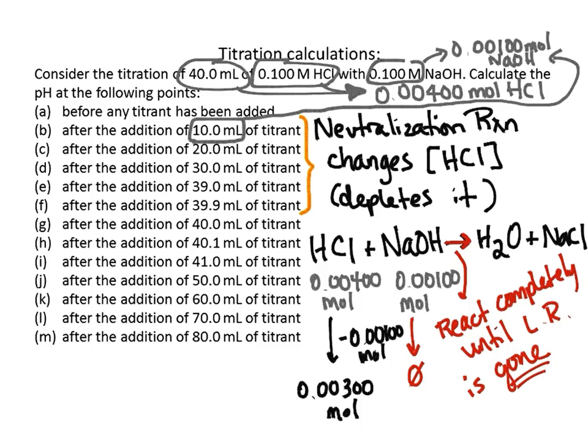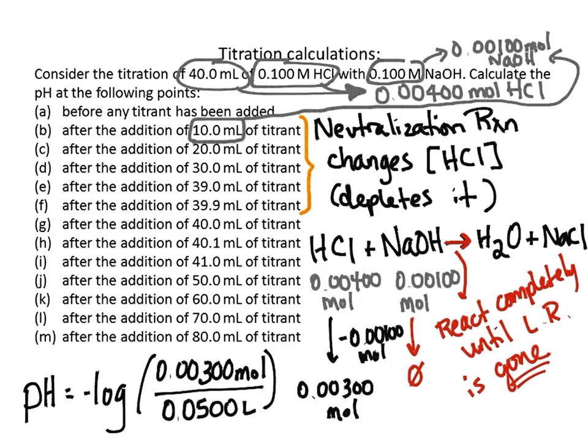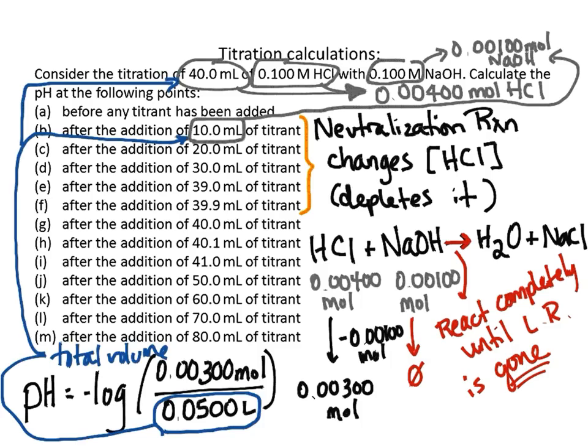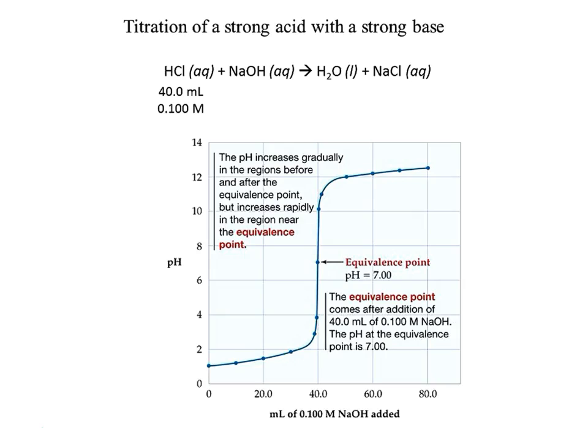When we calculate the pH, we need to know the concentration. So 0.003 moles divided by 0.050 liters. The volume has changed to 50 mL because we've added 10 mL of titrant to 40 mL of analyte. So we have a new volume of 50 mL. Our concentration gives a pH of 1.222, and that is this point down here on our graph. That's point B. And remember, the first one was point A.